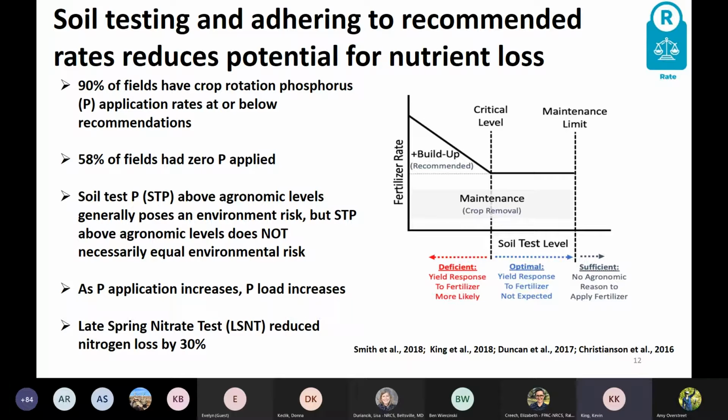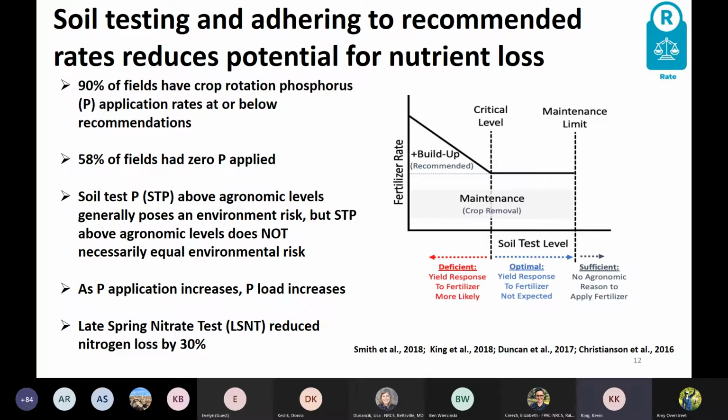Within the Western Lake Erie Basin, several farmer surveys have taken place over the last few years. Based on 2013 survey data and responses from greater than 2,200 Ohio farm fields, 90% of those fields have crop rotation phosphorus application rates at or below recommended levels. Crop rotations here are generally characterized as corn-soybean or corn-soybean-wheat rotation.